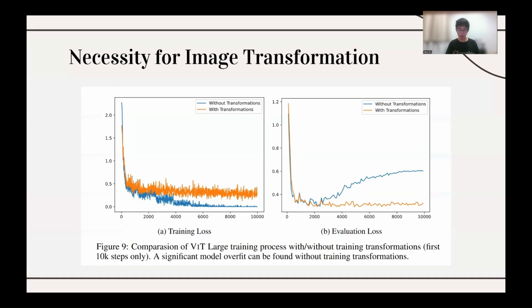And finally, we proved the necessity of image transformation by experiment. We can find that there is a significant overfit in the training process of the blue line. Image transformation makes the training set harder, so the model can learn more from the data.